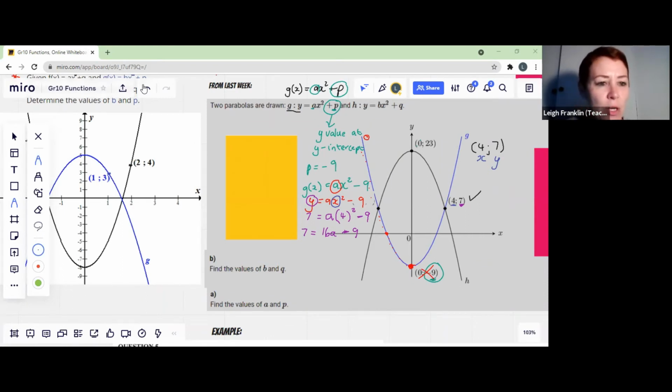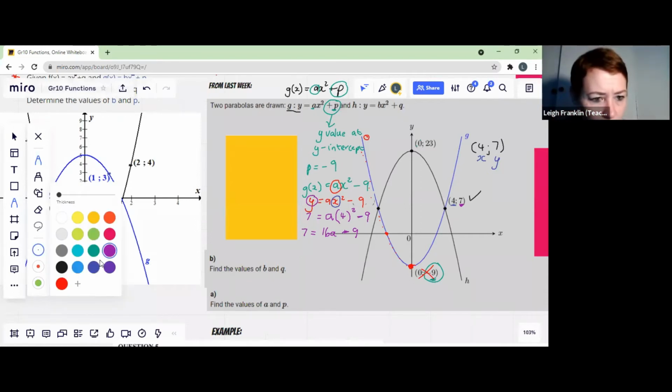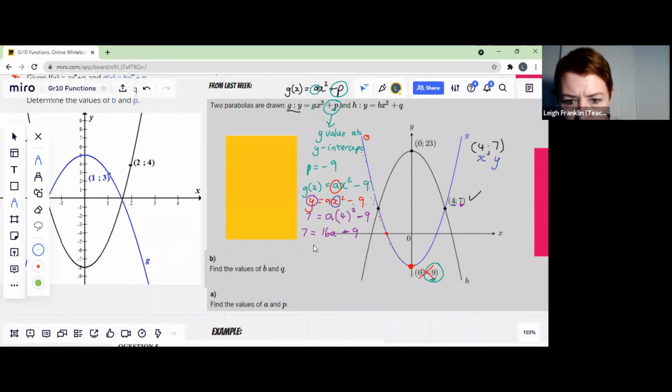Who else can I pick on? Is there somebody else who can tell me what it is that you think I should do now? Naileti, go for it. I think you should take the 16a and say 16a equals negative 9 minus 7. So you think I should do equals negative 9 minus 7. Okay, but if I take the negative 9 over to the other side, Naileti, will it still be negative 9?